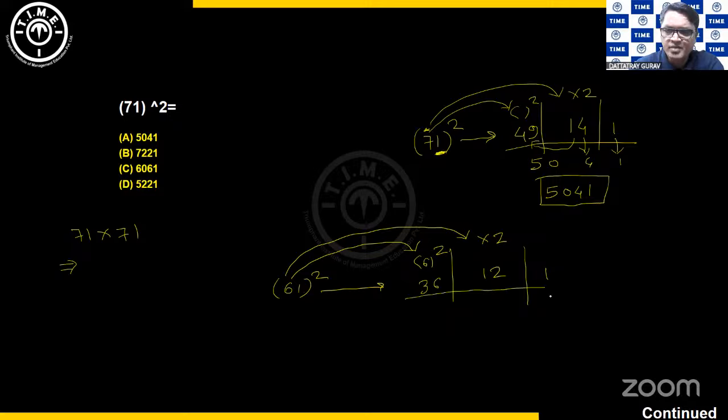I can use the same technique. 1 as it is, 2 as it is, 1 carry forward. It becomes 37. So what should the answer be here then? It will be 3721. Is that okay? So the answer will be 3721.